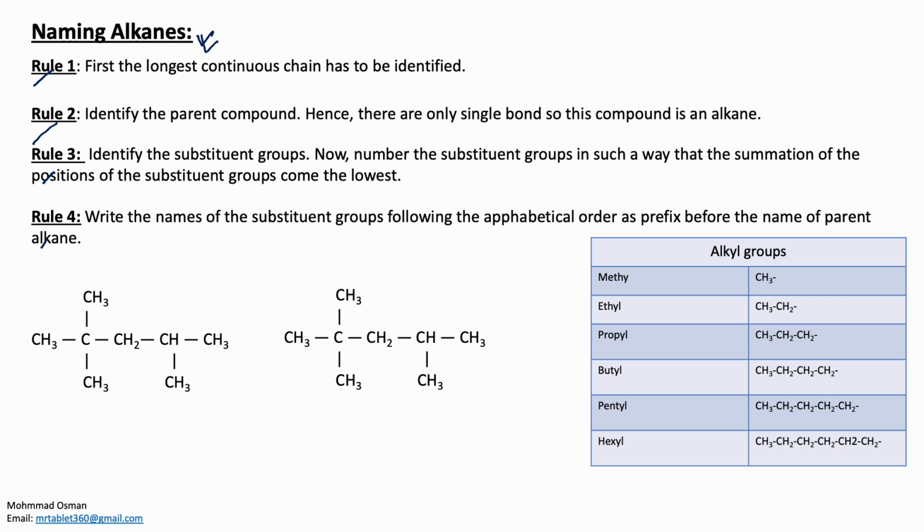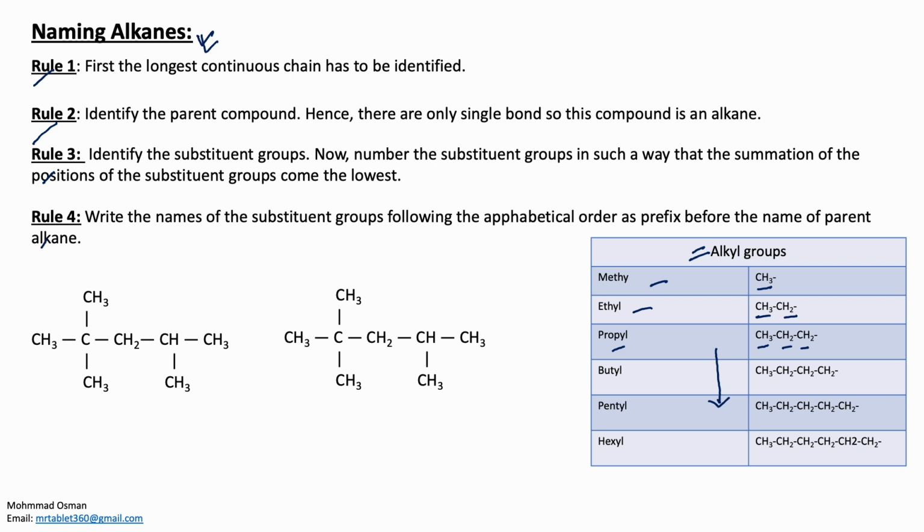Before coming to the rules, I want to show you the alkyl groups we have. We have the methyl group, which is CH3. We have the ethyl group, which is CH3CH2. We have the propyl group, which is CH3CH2CH2, and it follows on. So let's come to rule number 1.